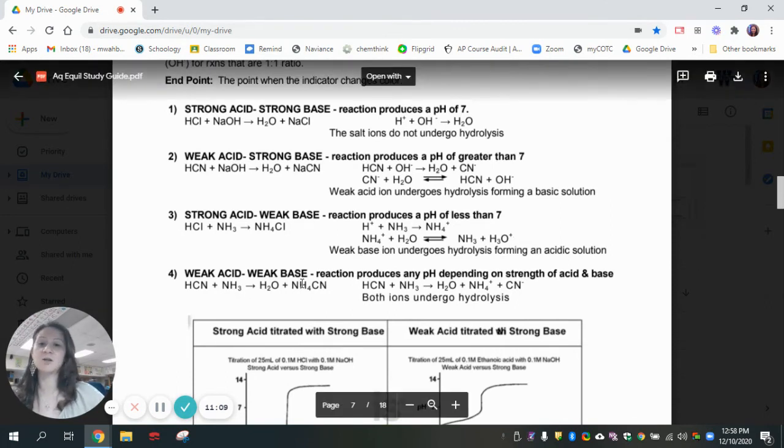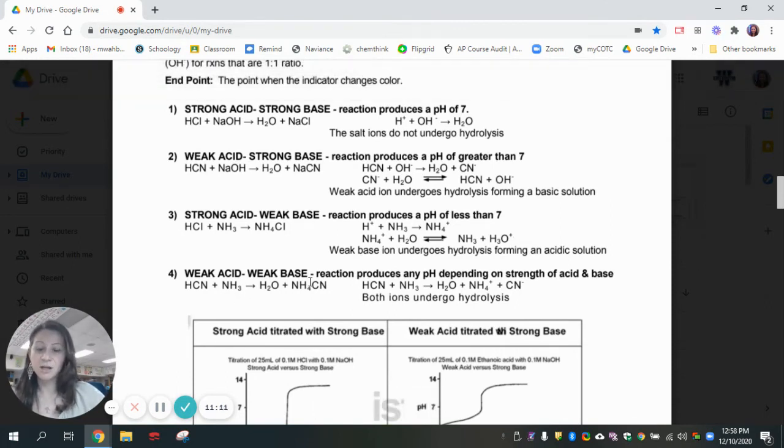If you have a weak acid and a weak base reacting together, so like HCN and NH3, for example, this is your molecular equation.